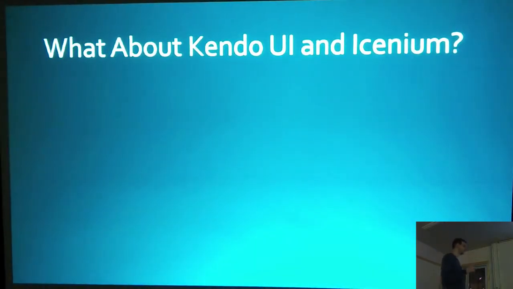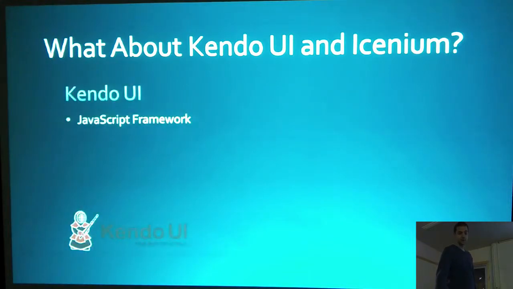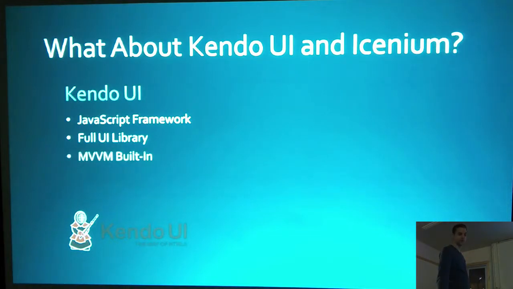Okay, so what does this all have to do with Kendo UI and Icenium? Well, Kendo UI, as I already said, is a JavaScript framework from Telerik. It is a full UI library, so it's similar to jQuery UI, but even a little bit more expansive. It has the MVVM pattern built in. A lot of you may be familiar with Knockout, and it's got syntax that's somewhat similar to Knockout. It is based on jQuery, so it has a familiar syntax to all of us who've been using jQuery forever.